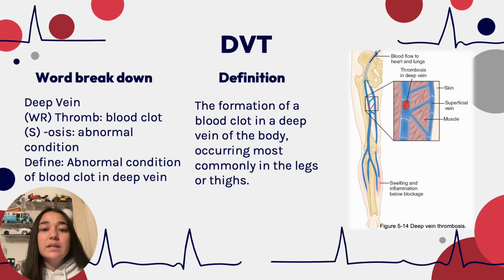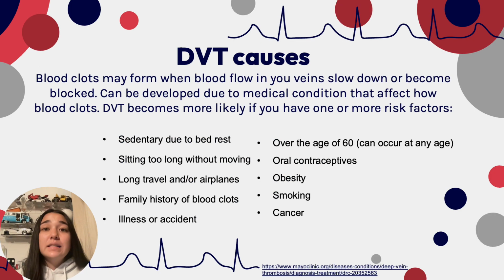The schematic on the right indicates a thrombosis in the deep vein that causes swelling below the clot while disrupting blood flow to the heart and lungs. DVT can occur when blood flow to the veins is slow or blocked and can develop due to underlying medical conditions that affect how blood clots.